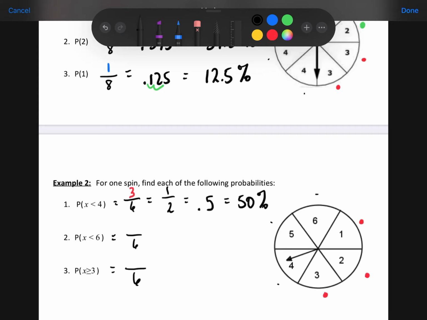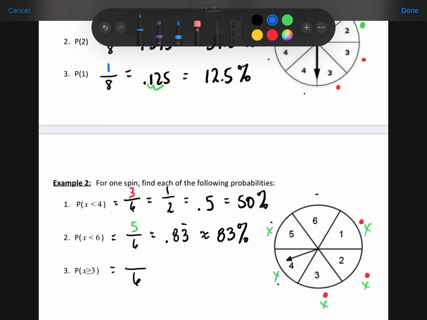Okay. What about the probability of spinning something less than 6? So I know it can't be 6, it has to be less than 6. So it could be 5, 4, 3, 2, or 1. That's pretty good odds. That's 5 out of 6. 5 divided by 6 in my calculator is 0.83 repeating, which is approximately 83%. Pretty good chance there, right? The closer we get to 100, the better chance it is.